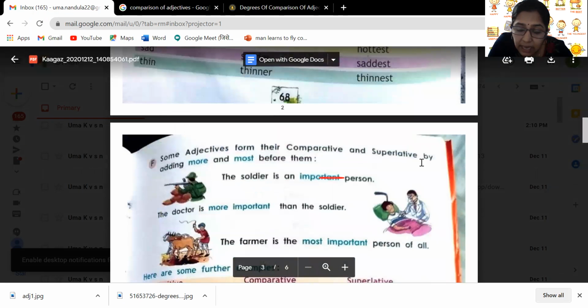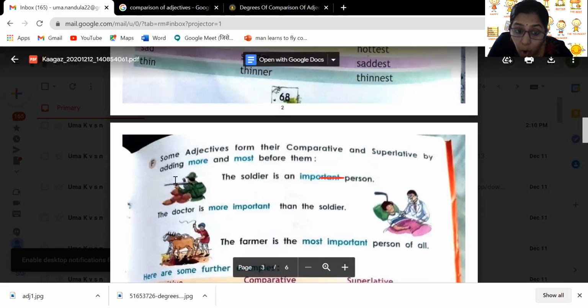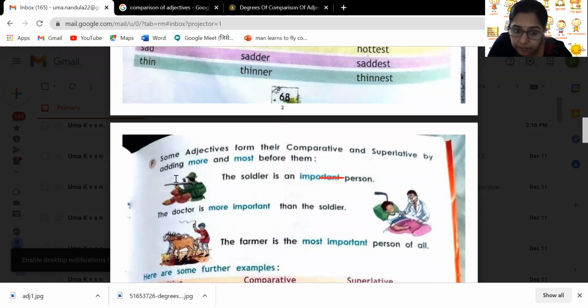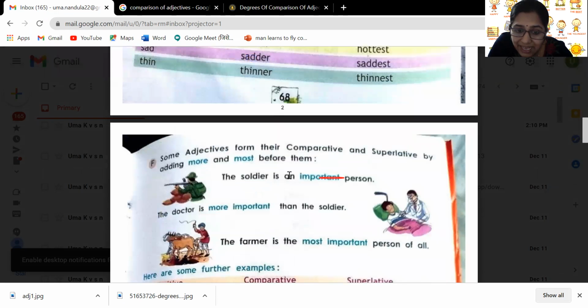And what is another category? Some adjectives form their comparative and superlative by adding more and most before them. Some we cannot change. Say, the soldier is an important person. You can't change it to importanter or importantest, it's a very odd thing. We have to put more or most. For comparative we use more and for superlative we use most.